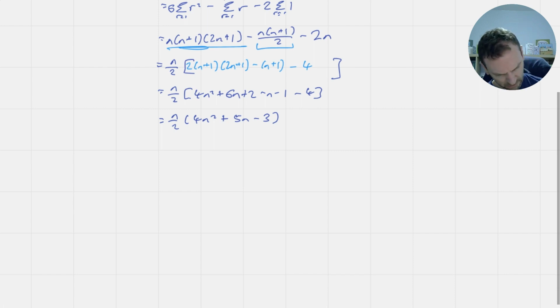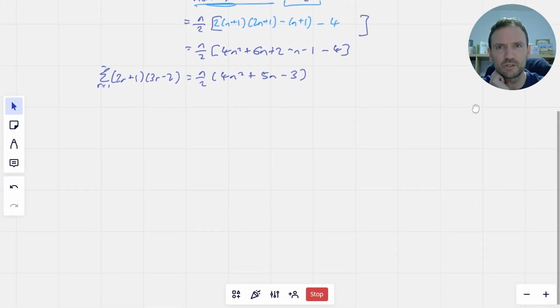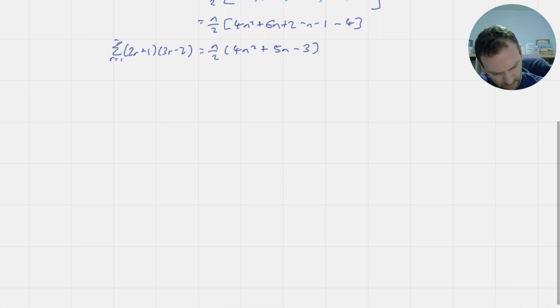So using this, just as a reminder of what we've worked out here, this was the sum from r equals 1 to n of (2r plus 1)(3r minus 2). If this was part A of a question, there's a couple of questions you could get as a part B to follow this up. So one question you could get would be something like, well, what's the sum from r equals 1 to 2n of (2r plus 1)(3r minus 2)?